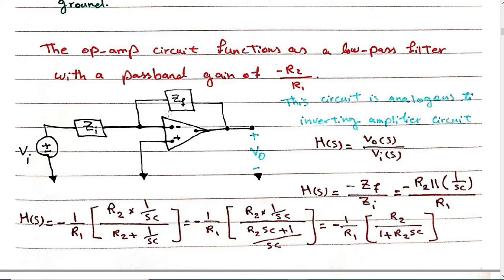How do you calculate that? I just explained: for low frequencies it is like an inverting amplifier, and for high frequencies, because of the capacitor, no frequencies are passed. So we have negative ZF over ZI. What is ZF, the feedback impedance? Here we have a capacitor in parallel with a resistor. How do you calculate the equivalent impedance of these two components?